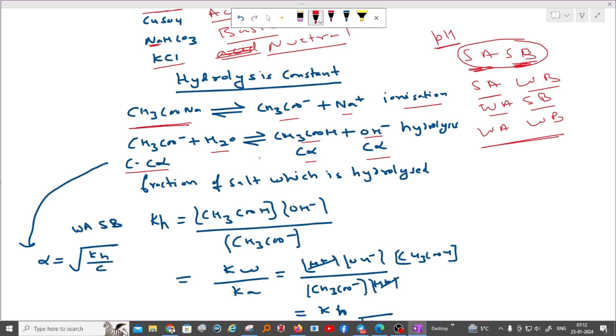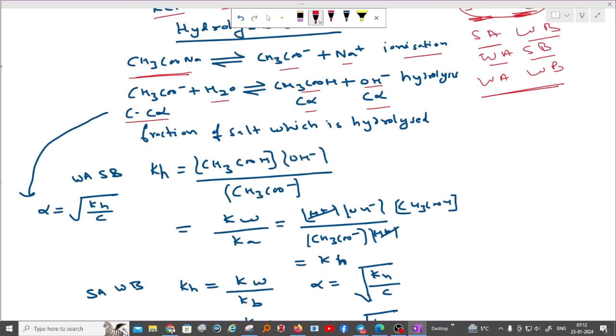So what is alpha? Alpha is the degree of hydrolysis. Here alpha is not the degree of dissociation, it's the degree of hydrolysis. That is the fraction of the salt which is getting hydrolyzed. How much fraction of the salt is getting hydrolyzed? And this is very, very small.